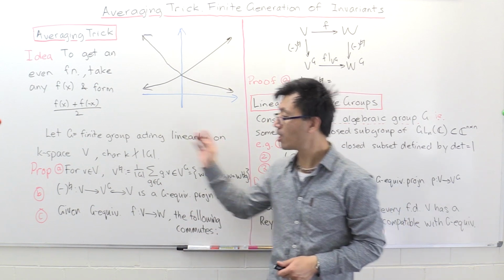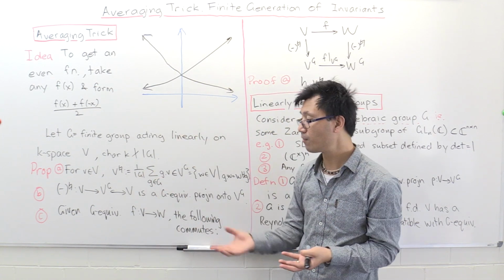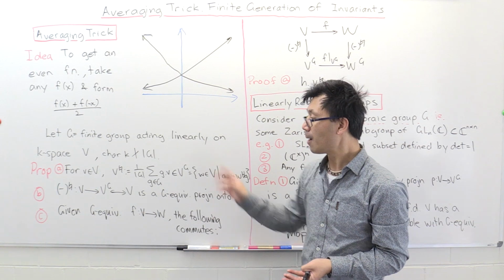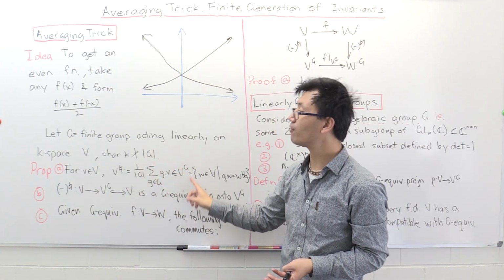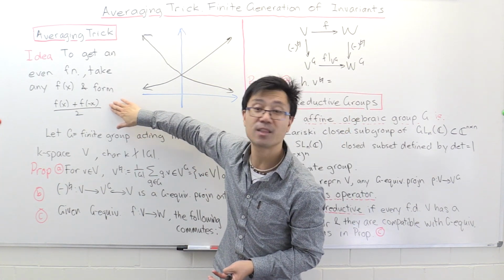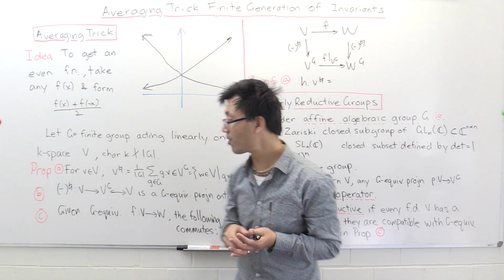So let's just go through a little bit of why it's true. I won't go through the whole proof. It's fairly straightforward, actually. But it's good to see how this works and how this is actually inside Vg. That's a generalization of the fact that this is an even function. So let's see how that works.